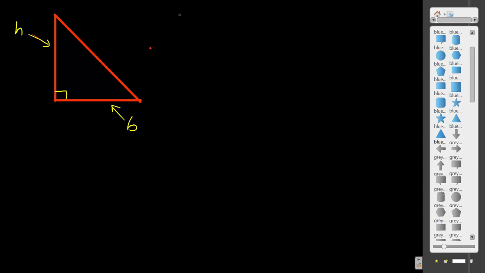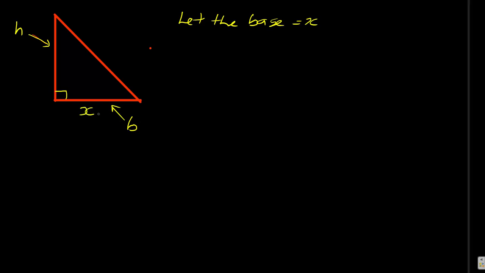So now we are going to say, let the base be equal to x. So if the base is x, here we have got x. Now if our base is x and we want to find our height, they told us that the height of a triangle is 20 millimeters more, which means this particular height is equal to x plus 20, because it is 20 millimeters more than the base.